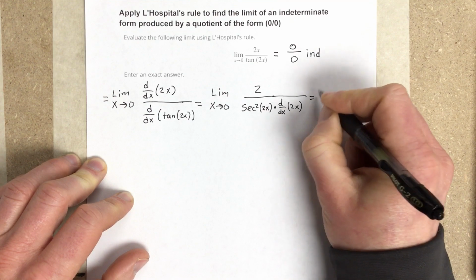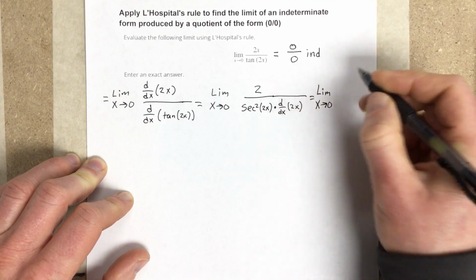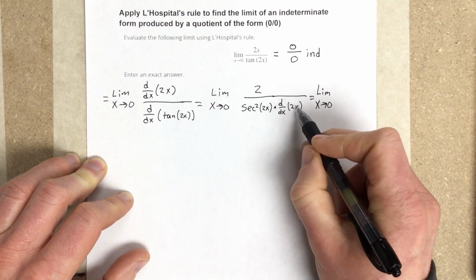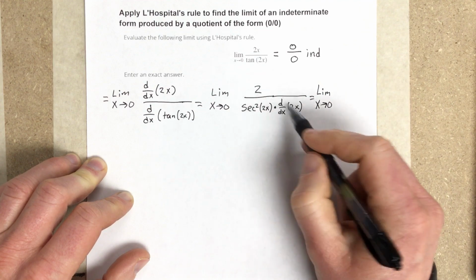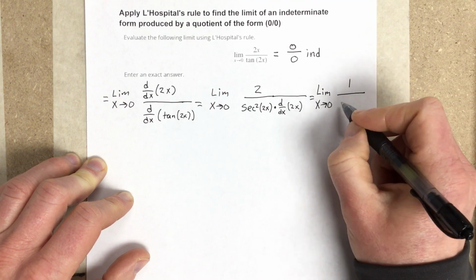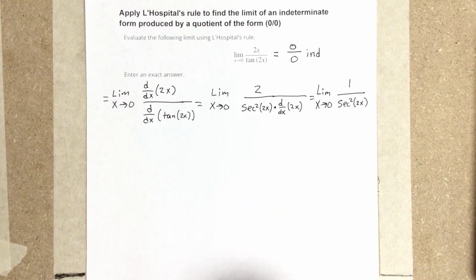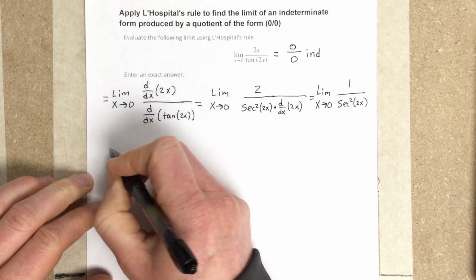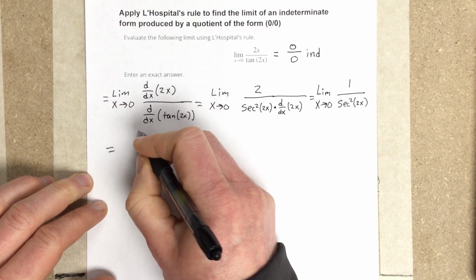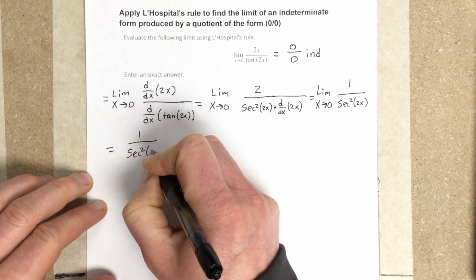So I end up with limit as x approaches 0, 2, well, derivative of 2x is 2, so the 2's are actually going to cancel there. So I end up with 1 over secant squared 2x. Now I need to evaluate that, so I'm going to say that that is equal to 1 over secant squared 0.